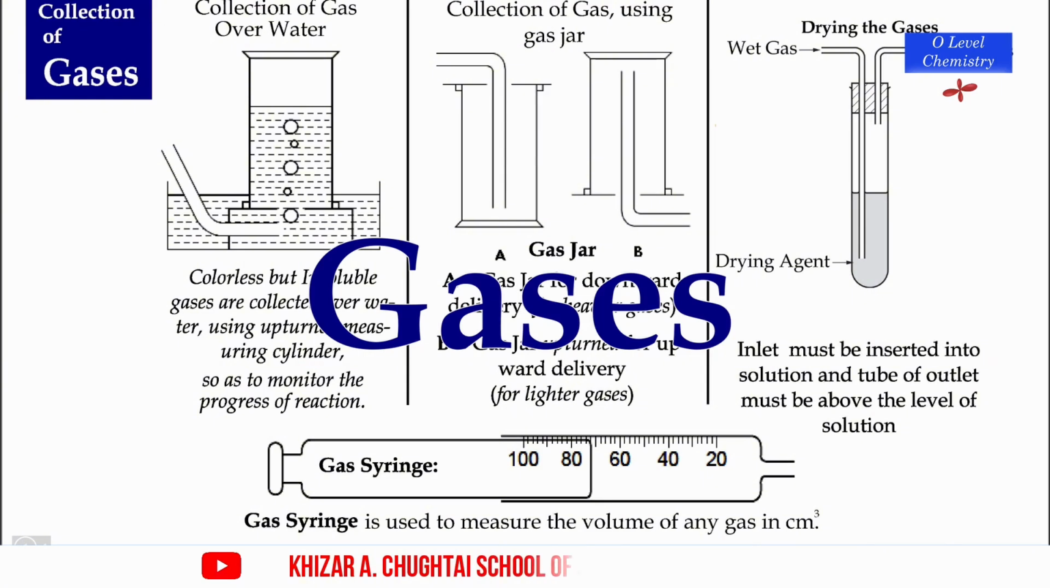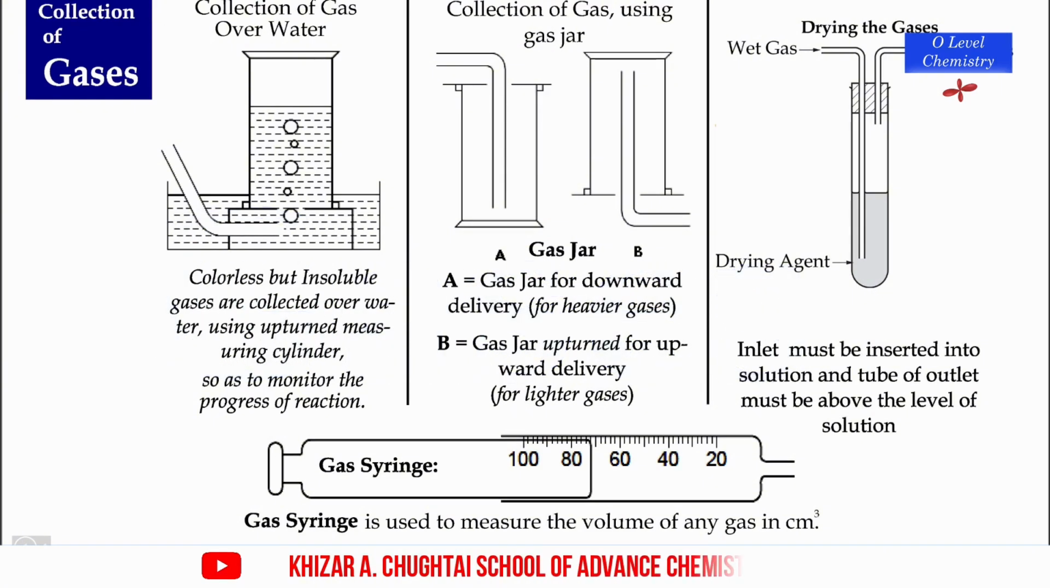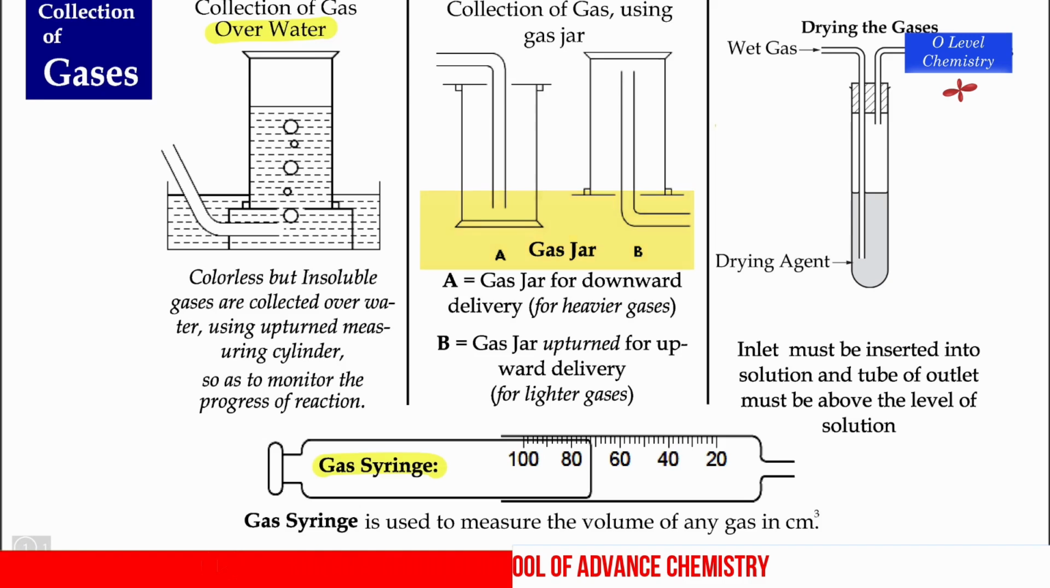Now come towards the collection of the gases. Gases can be collected by passing through the water. Gases can be collected with the help of a gas syringe, or gases can be collected with the help of gas jar or measuring cylinder as well.